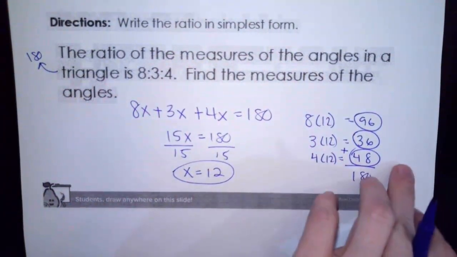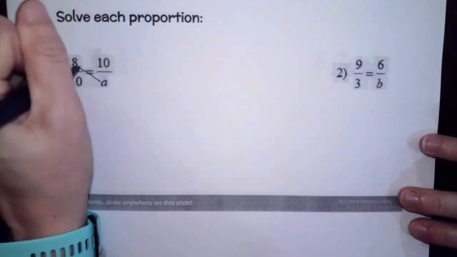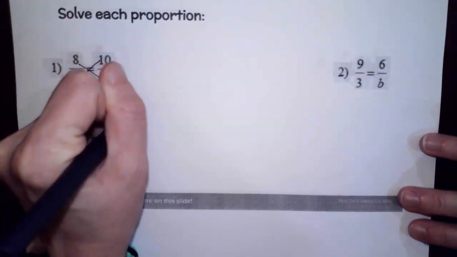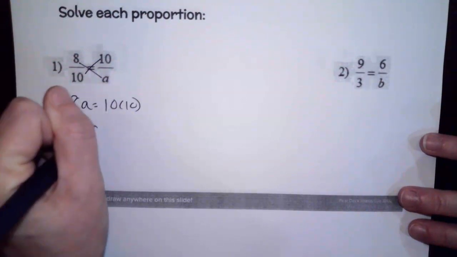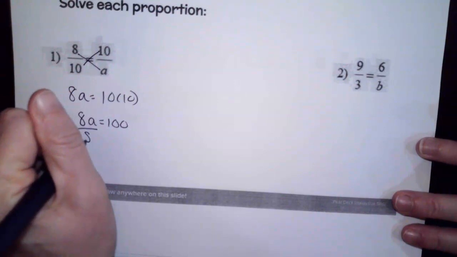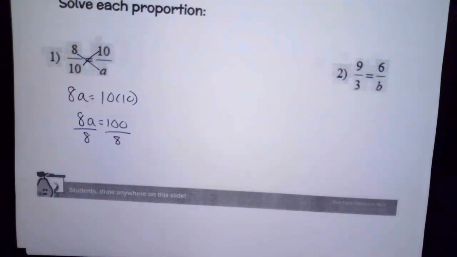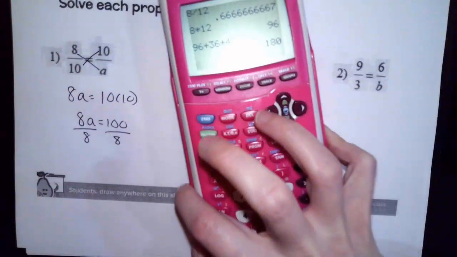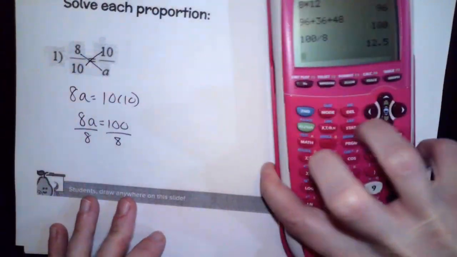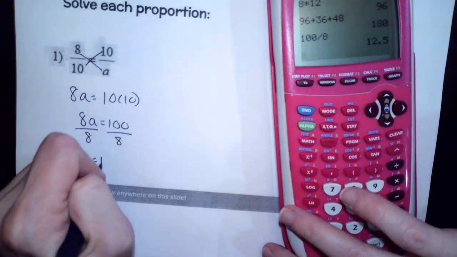All right, moving on. Cross multiplying. Back to day 1 stuff, right? So 8a equals 10 times 10. So 8a equals 100. Divide both sides by 8. 100 divided by 8 is 12.5.